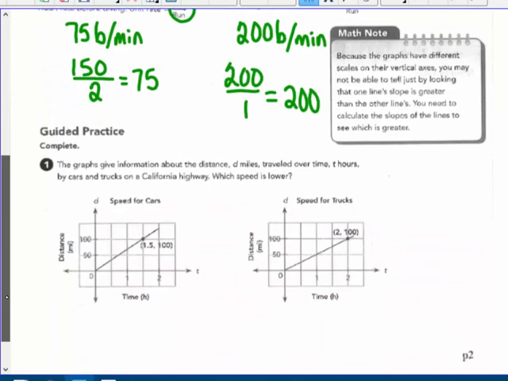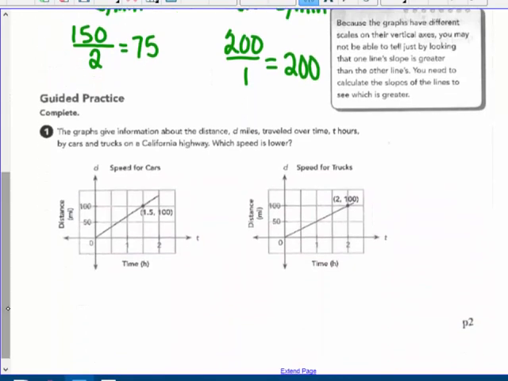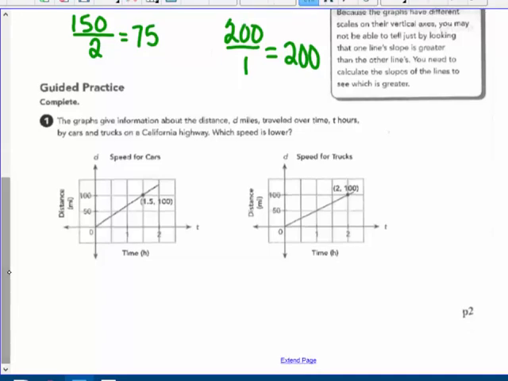The graphs give information about the distance d, miles traveled over time, t, hours, by cars and trucks on a California highway. Which speed is slower? So I'm going to do my rise over run, which is called the slope. In the first graph here, I'm rising 100 and I'm running 1.5. So 100 over 1.5.